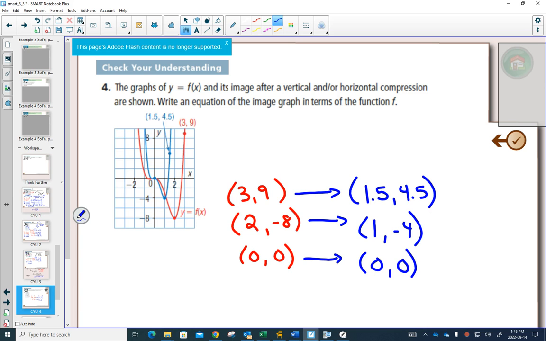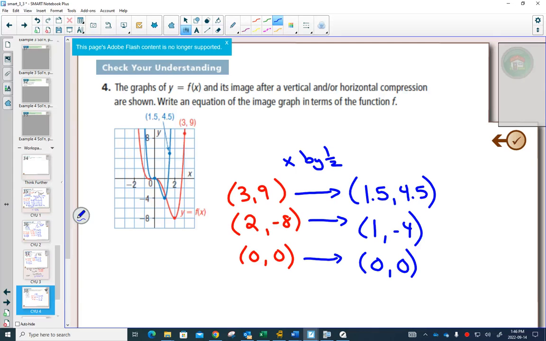Let's look at the x coordinates first. Is there a way that you can change 3 to 1.5? That also works for changing 2 to 1. That also works for changing 0 to 0. What are you going to do? Multiply by 1/2. That's the only way that it would work for all three.